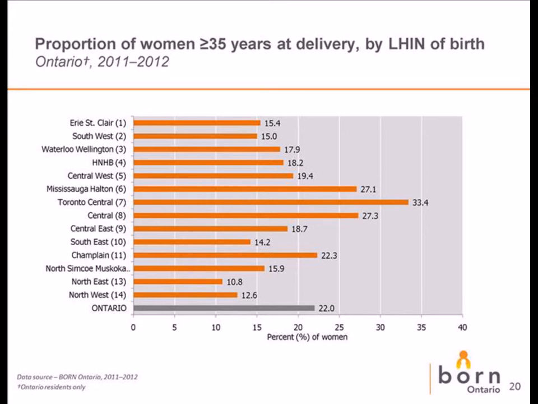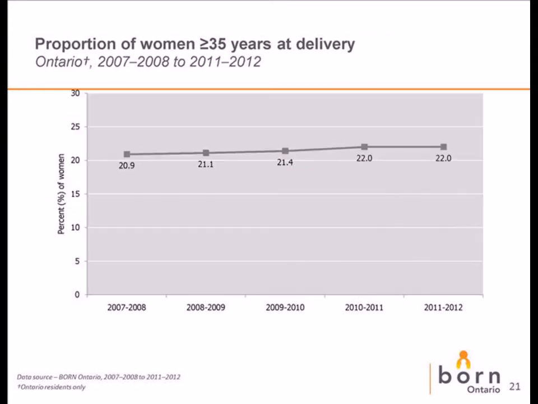And this is on the other end of the spectrum. We hear a lot about elderly women giving birth, but I don't think anybody would agree 35 is elderly these days. But certainly the proportion of women greater than 35 years at delivery, you can see there across the province the different levels as to what's happening in that area. And certainly from a trend line perspective, we know that has been increasing. It's pretty stable since last year.